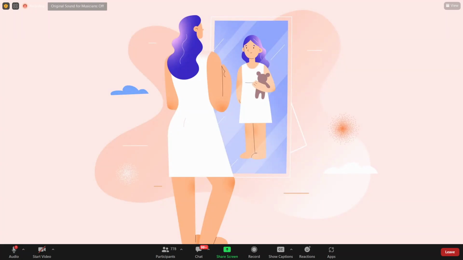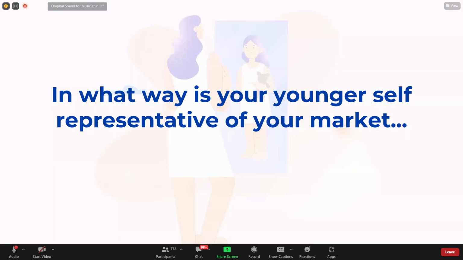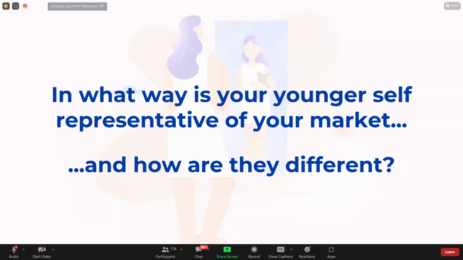And to help you avoid the pitfalls, the next exercise has two sides. I'm going to ask you, in what way is your younger self representative of your market, but also how are they different? And this is a question for you, not for ChatGPT, right? In what way is your younger self representative of your market that you're going after? And also, how are they different?